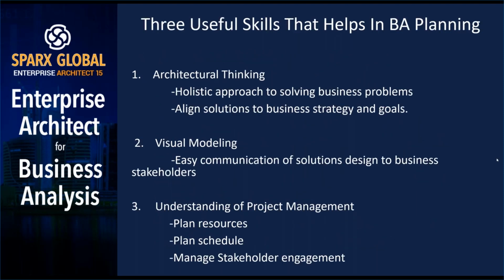So the three useful skills that help in BA planning are architectural thinking, visual modeling, and understanding of project management. Enterprise Architect allows you to plan resources, plan your schedule, and manage your stakeholder engagement. And as a visual modeling tool, it makes it easy to communicate.